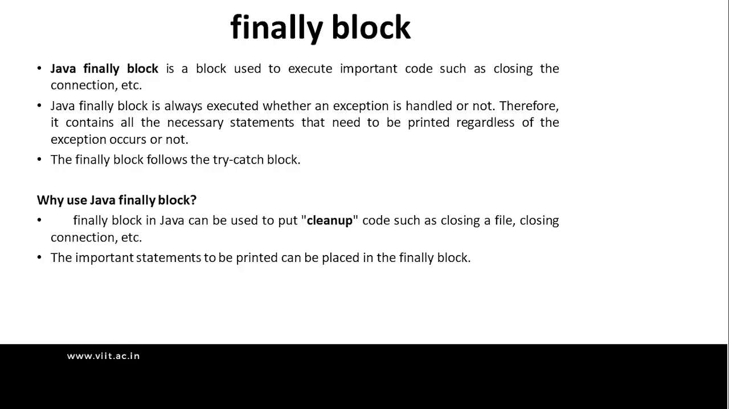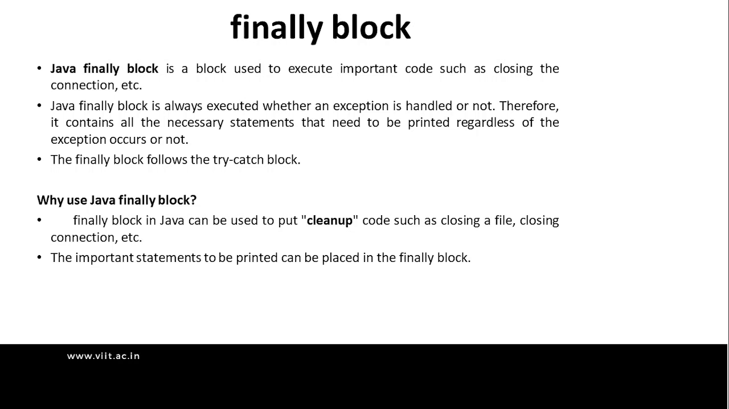Then the finally block. Java finally block is a block used to execute important code such as closing the connection, etc. Java finally block is always executed whether an exception is handled or not. Therefore, it contains all the necessary statements that need to be executed regardless of whether the exception occurs or not. The finally block follows the try catch block.